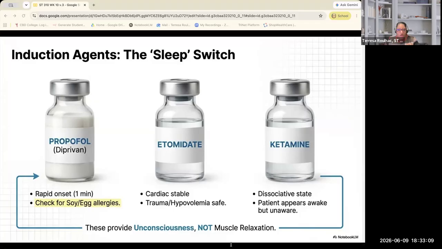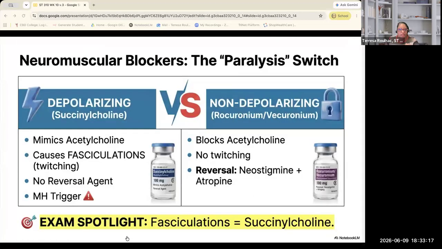Let's look at how the rest of anesthesia works in the operating room for us. Okay. Now, we have the sleep switch, but because they won't be able to really intubate them because of the reflexes, now we have to add the paralysis switch.